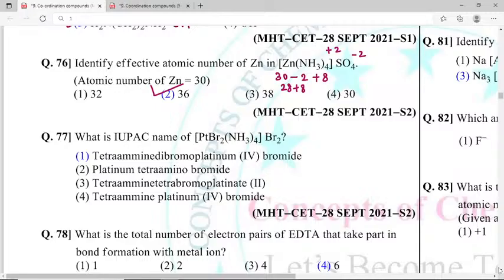What is the IUPAC name of [Pt(Br)2(NH3)4]Br2? Okay, that's tetraamminedibromoplatinum(IV). Here the oxidation state is not written, so rule it out. The oxidation state you have to calculate here. Tetraammine, so not written as bromine here.